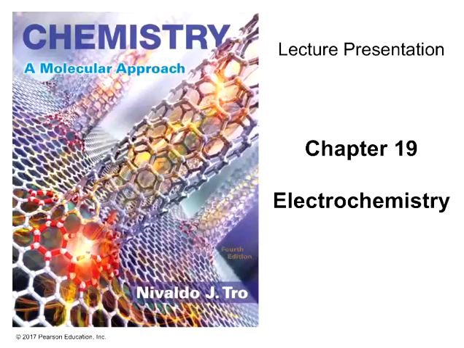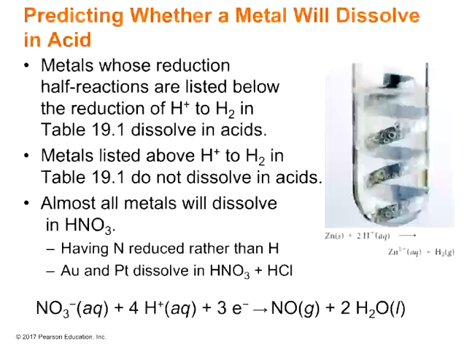Everyone. So today we're continuing chapter 19, electrochemistry. Last time we saw some examples of different calculations that we might perform with electrochemical cells. And we got a little bit of practice with assigning anodes and cathodes and figuring out the spontaneity of electrochemical cells. So today we're going to start by predicting whether a metal will dissolve in acid.